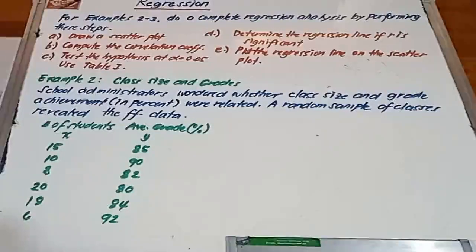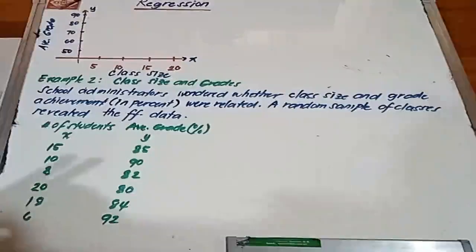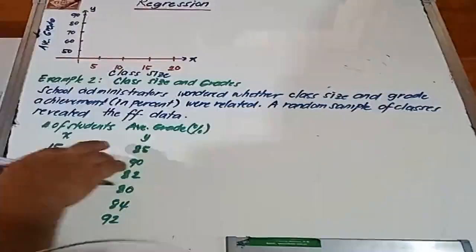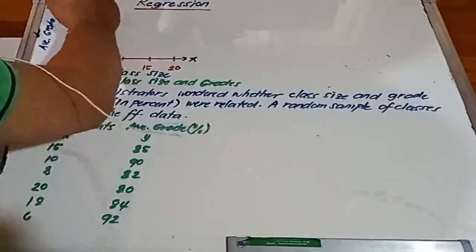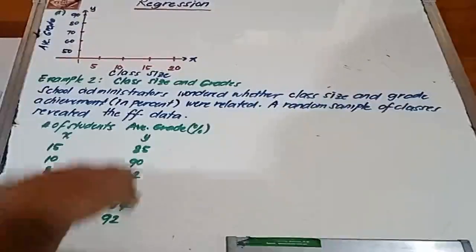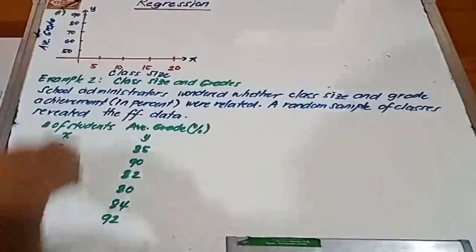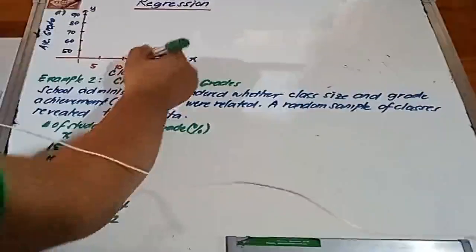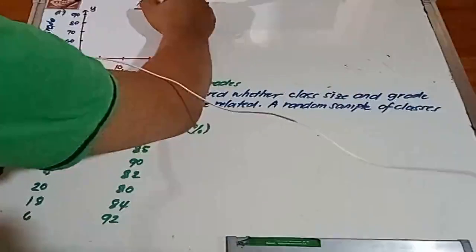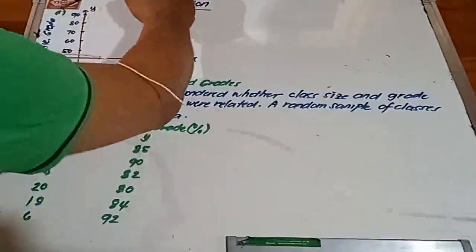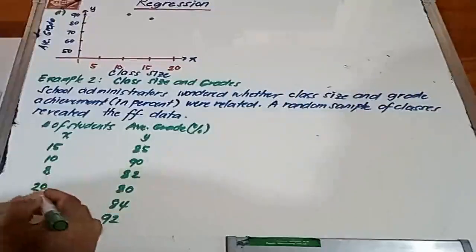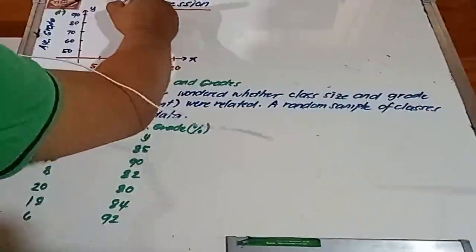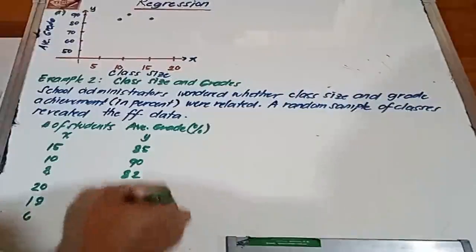So, for our step letter A, step 1, dodrowing tayo ng scatter plot. Okay? Para sa letter A natin, i-construct natin ang scatter plot of this data. Okay, this is our letter A. So we have here the x-axis, yun yung number of students, yung ating y-axis, average grade of the student in percent. Okay, so we have 15, 85, so 15, 85 somewhere here, and 10, 90. So 8, 82, 20, 80.